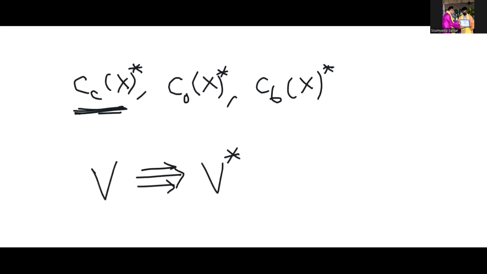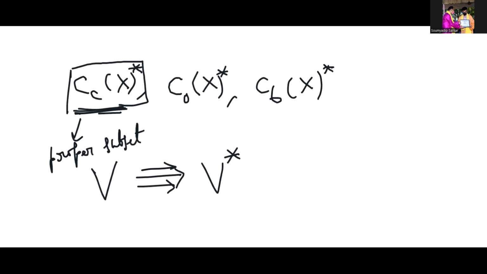So right now we are interested in the dual of this C_c(X), and a special kind of dual which takes positive functions to positive real numbers. Strictly speaking, we are interested in a proper subset of this dual, which are basically positive linear functionals. So what is our question? Let me formulate our question in precise language. This is your space X, and I'm looking at all compactly supported continuous functions. Then I have some positive linear functional phi.